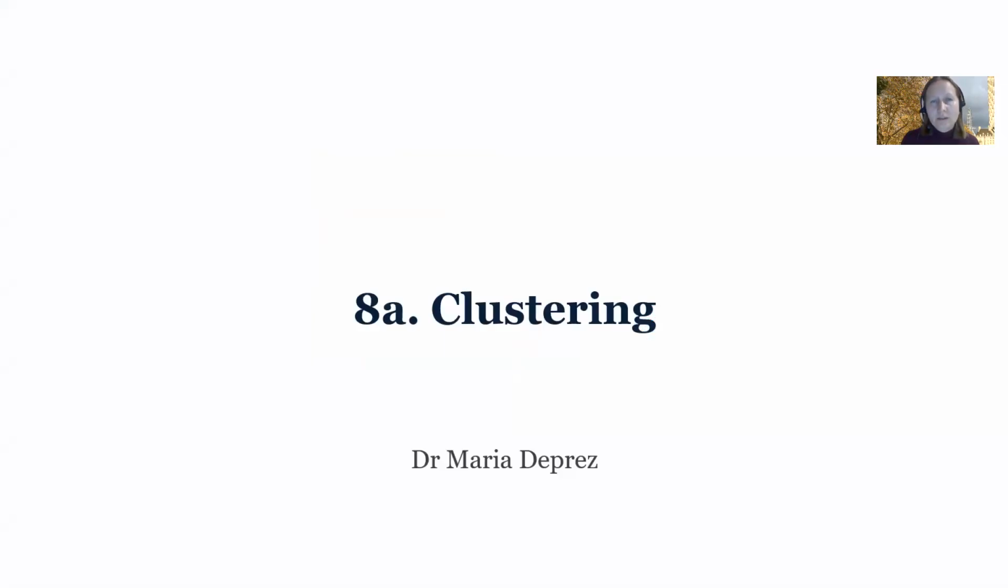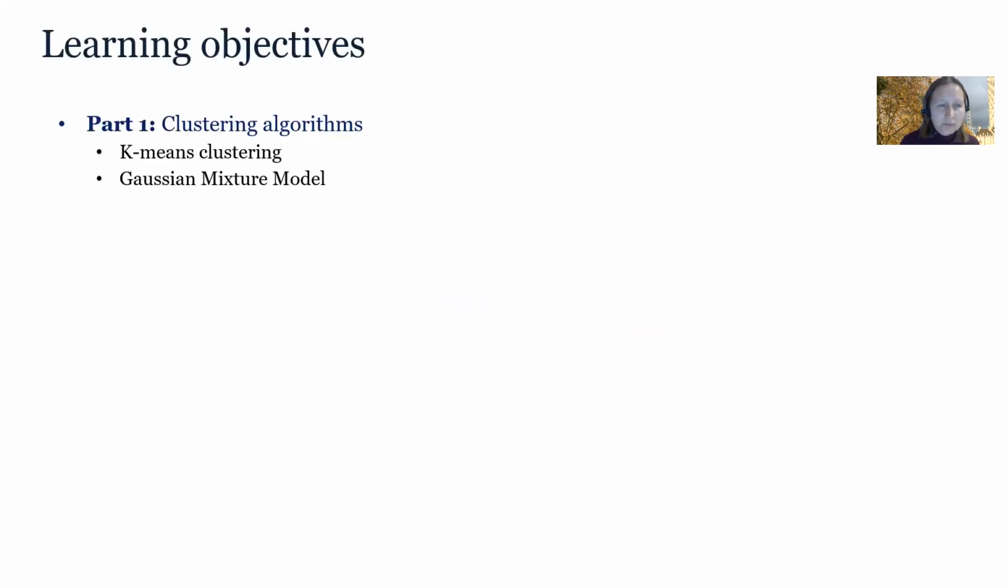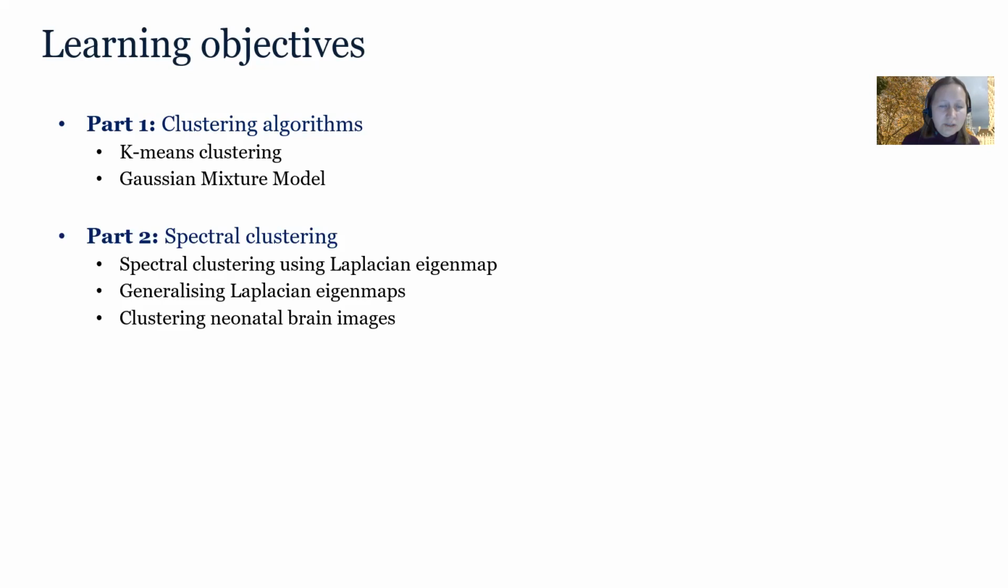Welcome to week 8 of the machine learning module. This week we have two topics. The first one is clustering and the second one is feature selection. The clustering lecture is split into two parts. In the first part we will describe k-means clustering and Gaussian mixture model, and in the second part we will talk about spectral clustering, and this builds on your knowledge of Laplacian eigenmaps from this module.